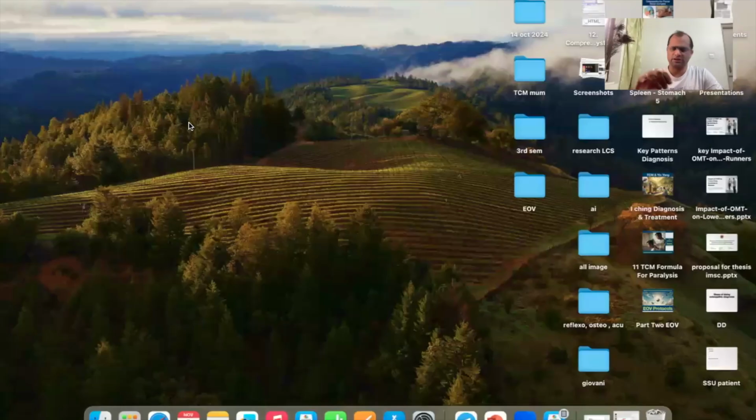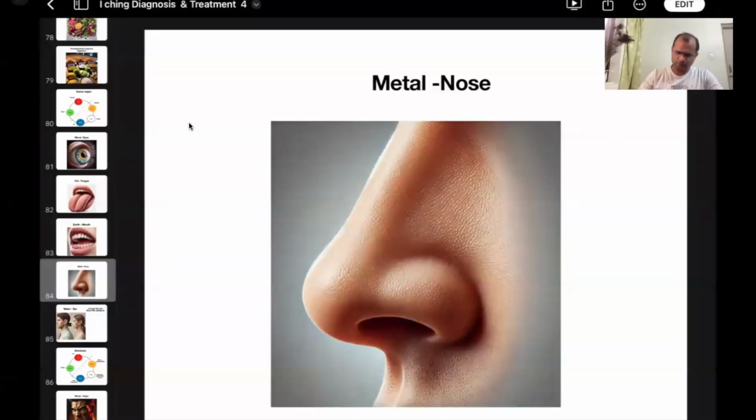So, if the person is not going for stool for 3 days, many people not going, then they might suffer with breathing problems. They might suffer with nasal polyps. They might suffer with asthma or some chronic problems. So, the nose is the window of metal.